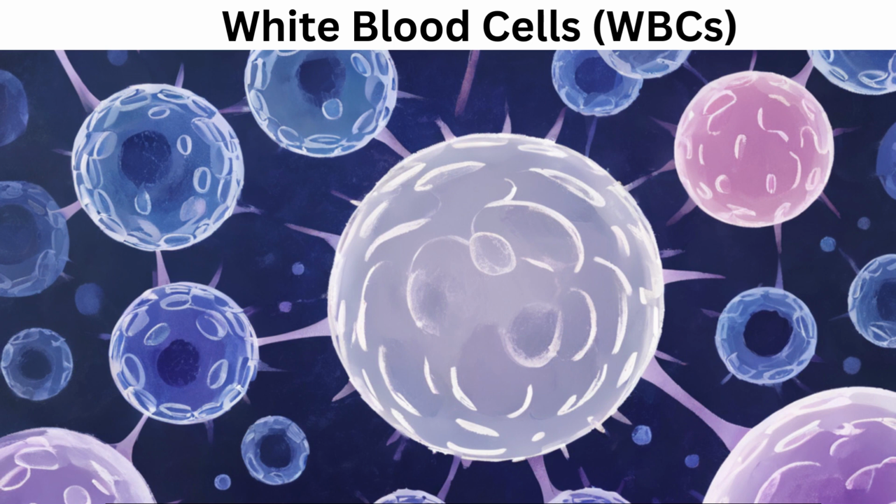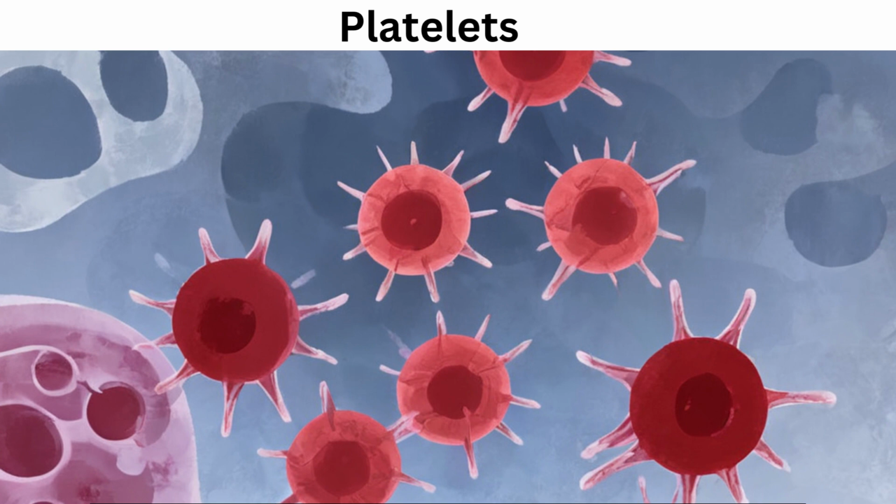Platelets. Platelets are tiny cell fragments that play a critical role in blood clotting. When there's a cut or injury, platelets quickly gather at the site to form a clot, preventing excessive bleeding.